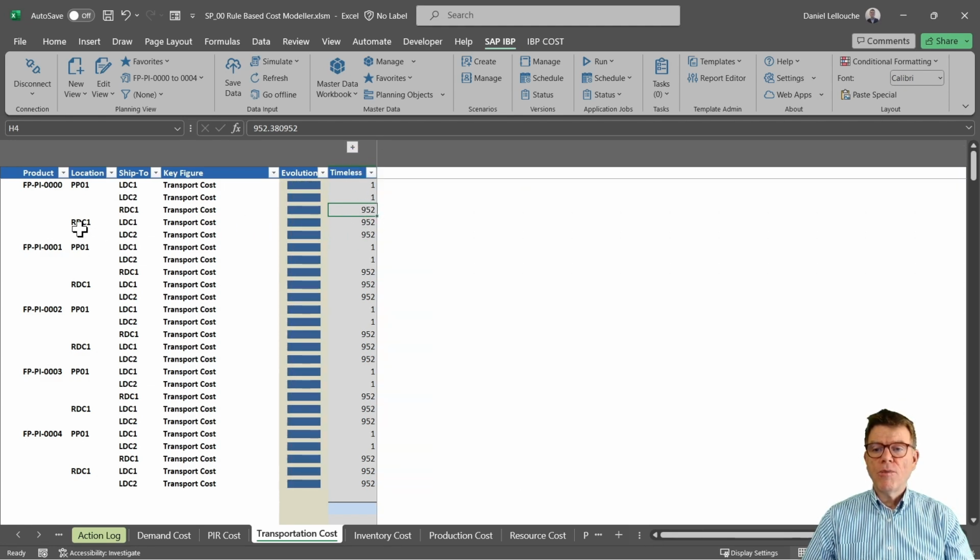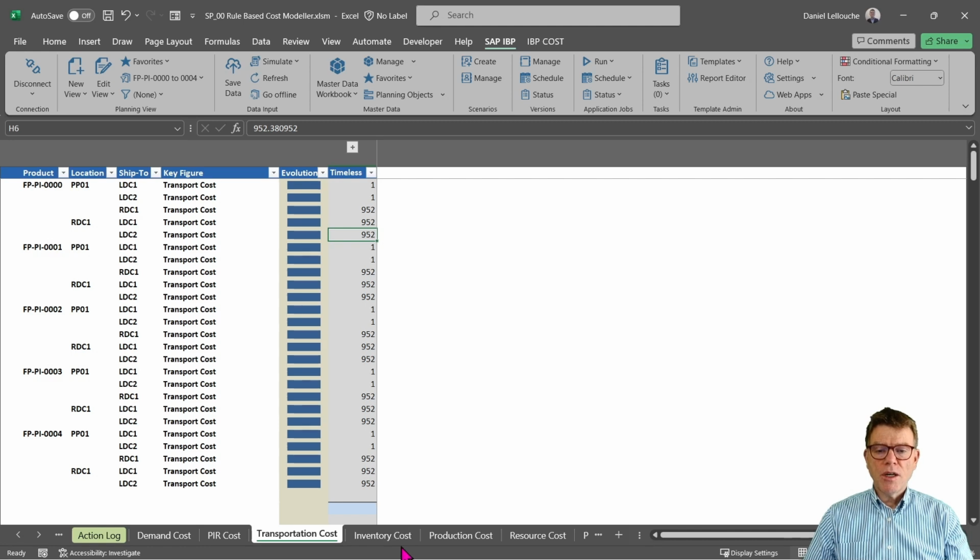Then from the RDC to the final LDCs, as well 1,000. So meaning you get 2,000, 2 times the penalties if you are using the overflow DC, which does not mean the system will not use it. It's just preventing the system from using by default the RDC flow from factory to RDC and then to LDC. What we want as the standard is PP01 to LDC1 and 2 by default.